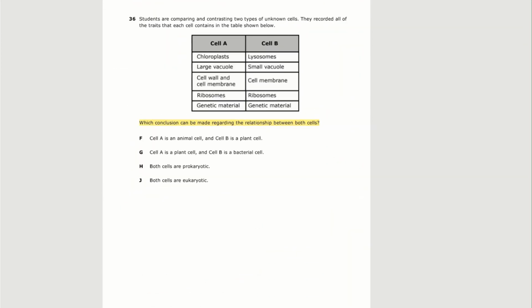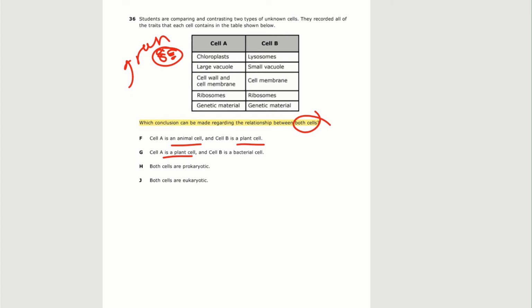Which conclusion can be made regarding the relationship between both cells? So, A is an animal, B is a plant. Let's look at it. A, chloroplast. Do animals have chloroplast? I know that that is a little frijolito that has thylakoids, right? And they are green. Are we green? Are animals green? No. So I think that one's wrong. A is a plant. Okay, that's right.